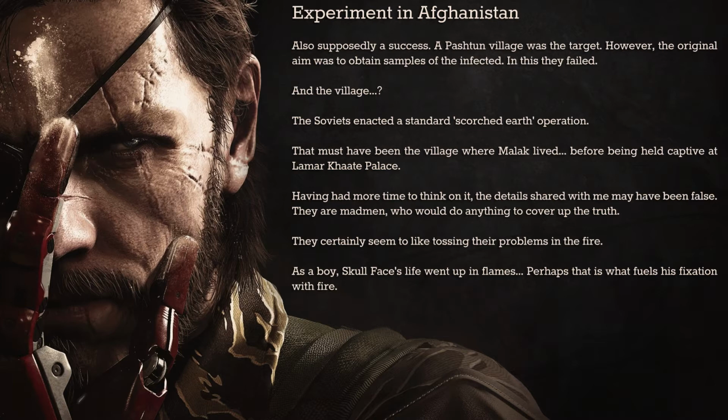Having had more time to think on it, the details shared with me may have been false. They are madmen who would do anything to cover up the truth. They certainly seem to like tossing their problems in the fire. As a boy, Skullface's life went up in flames. Perhaps that is what fuels his fixation with fire.